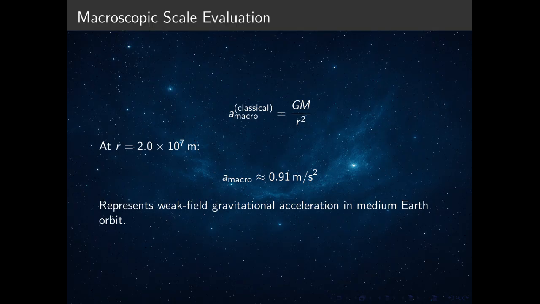Macroscopic scale, gravitational field at 20 million meters. Using the classical gravitational expression, A macro classical equals GM over r squared, and evaluating at a radial distance of r equals 2 times 10 to the 7 meters from the center of the Earth, the resulting acceleration is approximately A macro approximately 0.91 meters per second squared. This value corresponds to the gravitational field strength at medium Earth orbit and demonstrates the comparatively weak large-scale interaction when distributed over macroscopic distances.